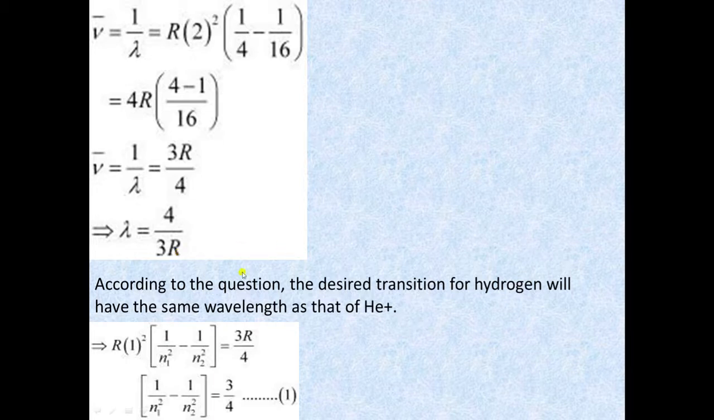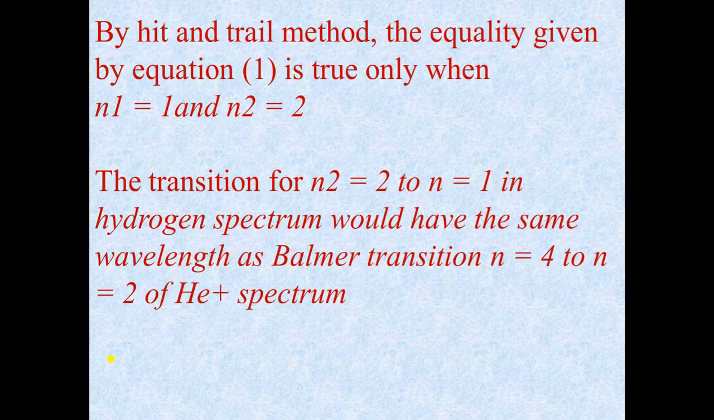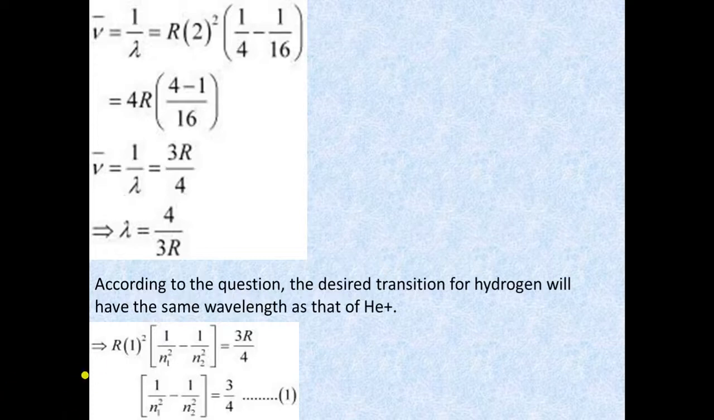Now, according to the question, the desired transition for hydrogen will have the same wavelength as that of the helium positive. So here value of Z will be 1, okay. Now as the wavelengths are the same, we will put 3R by 4 equal to this. Here you can cancel out R, and when you solve this, it comes equal to 1 by n1 square minus 1 by n2 square. It is equal to 3 by 4.